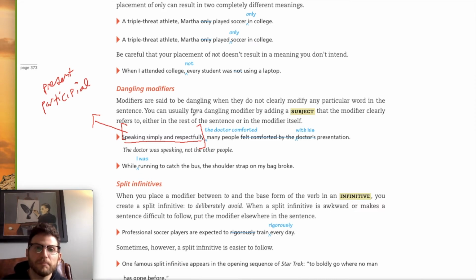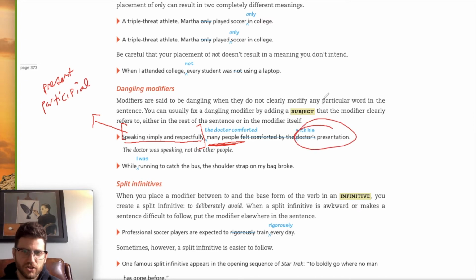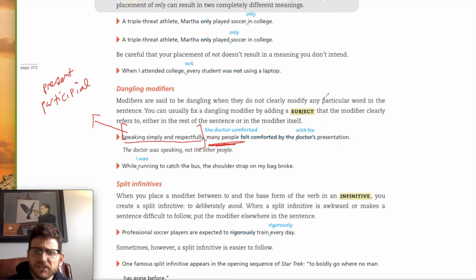So speaking simply and respectfully, many people felt comforted by the doctor's presentation. Okay. What do you notice? Many people. They are the ones, grammatically in this sentence, who are speaking simply and respectfully. But this is clearly not what the sentence means. What the sentence means is that there's a doctor doing a presentation here, and it's the doctor that's actually speaking simply and respectfully. Okay? As a result of the doctor speaking simply and respectfully, the people are feeling comforted.